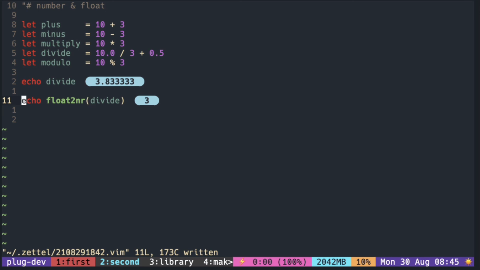So all in all, numbers, floats, and calculations are very similar to many other languages, except that we do not have an exponent operator, and I don't think we have any rounding functions in Vimscript either.